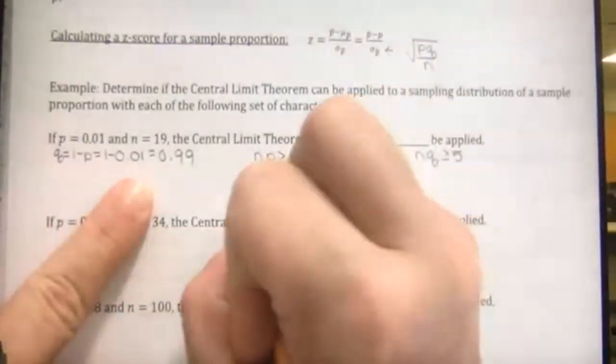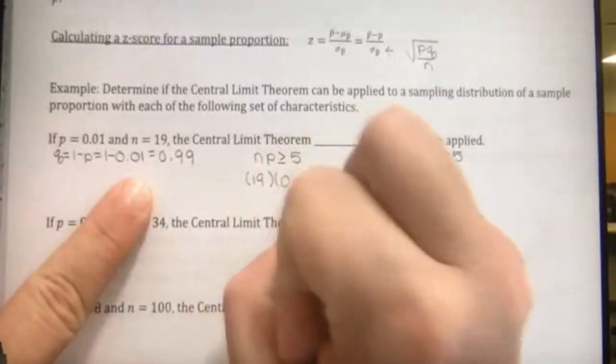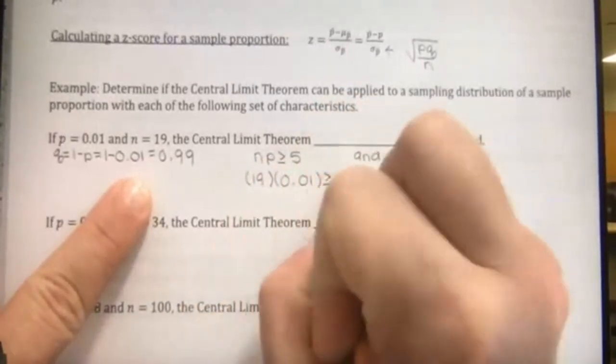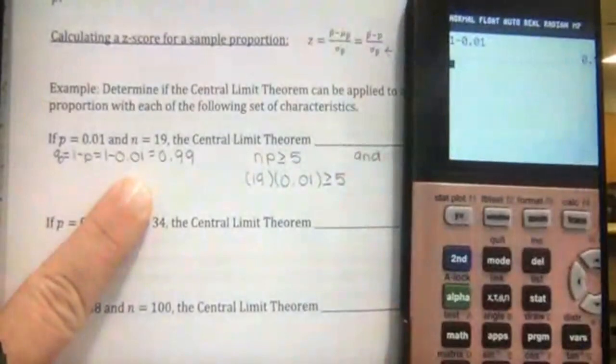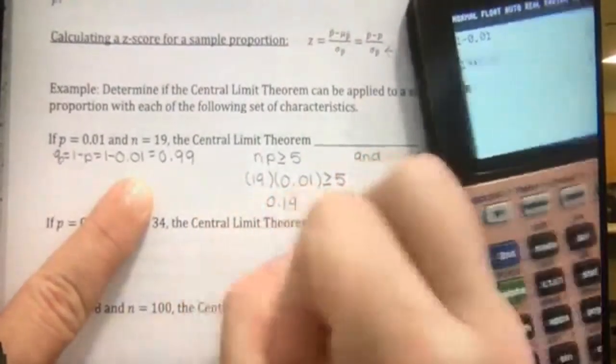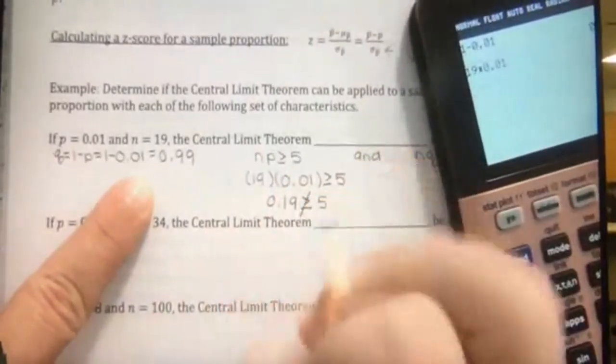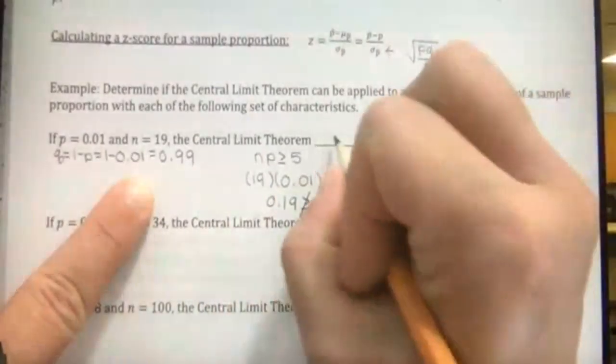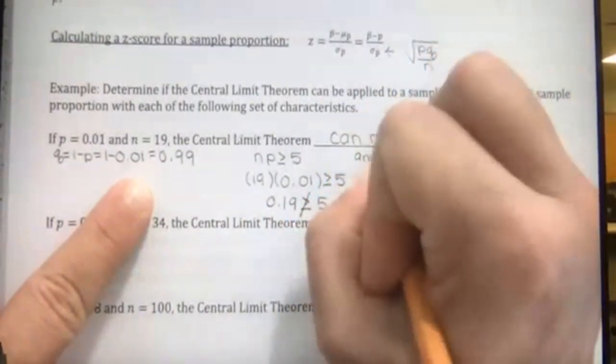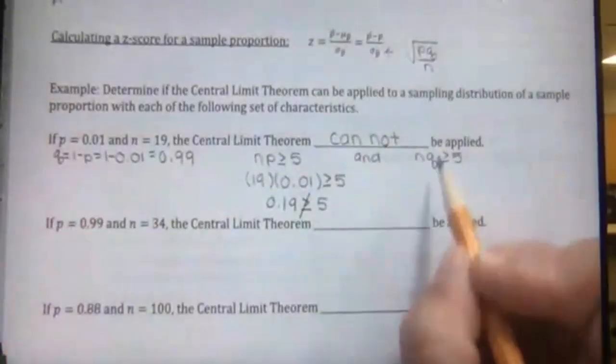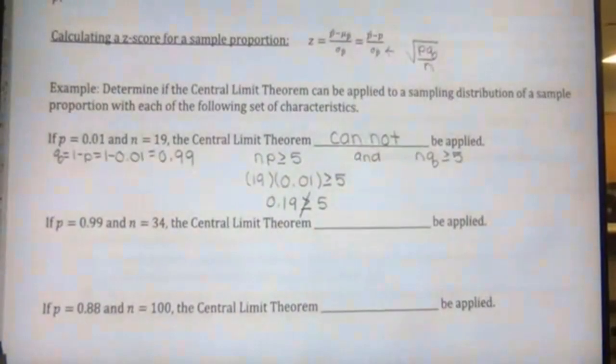So n, which is 19, times p, which is 0.01, is that greater than or equal to 5? 19 times 0.01, we get 0.19. Okay, well that's not greater than or equal to 5, so no. So the central limit theorem cannot be applied. I don't even have to check the other one because both have to work. 0.19 is not greater than or equal to 5, so it does not work.